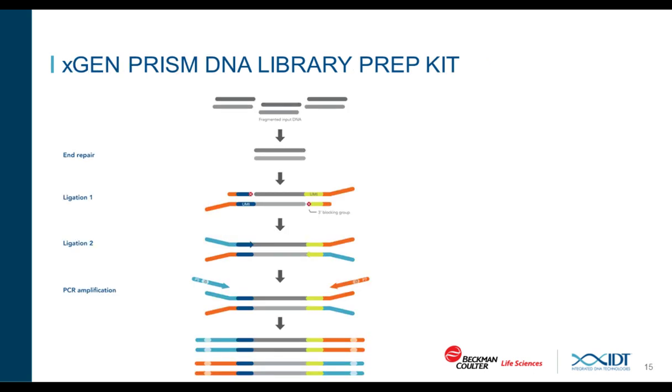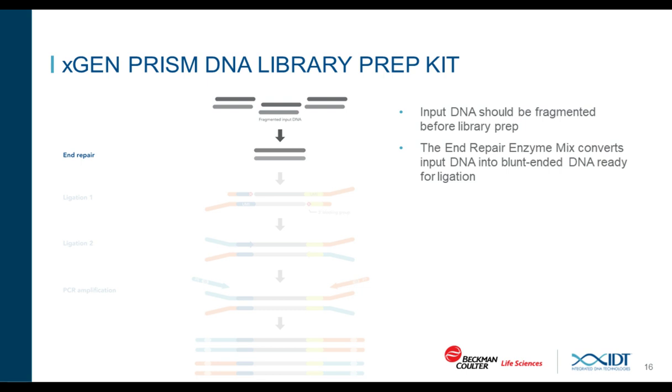Let's walk through the mechanism of IDT's xGen Prism DNA library prep kit. At the beginning, input DNA should be fragmented with mechanical shearing, such as via a Covaris system. Cell-free DNA is already fragmented to the appropriate size. The end repair enzyme mix converts input DNA into blunt-ended DNA ready for ligation, which you see below the arrow.